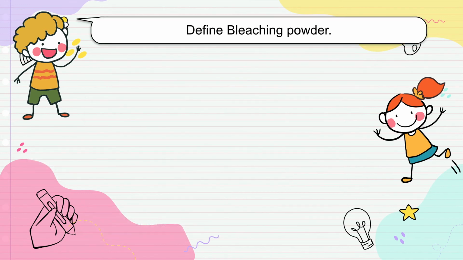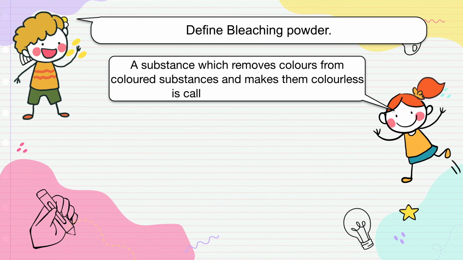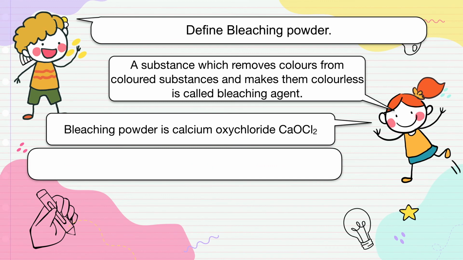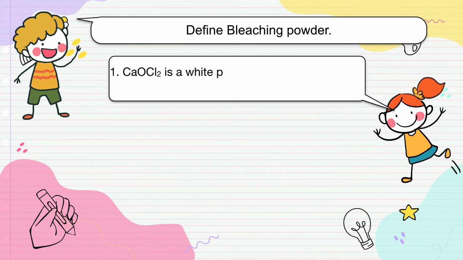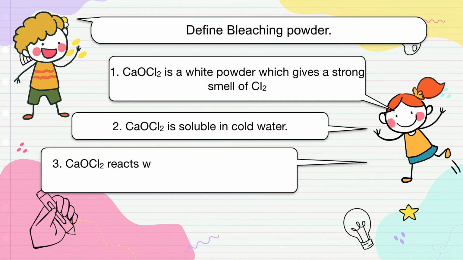Define bleaching powder. A substance which removes color from colored substances and makes them colorless is called a bleaching agent. Bleaching powder is calcium oxychloride. Properties: bleaching powder is a white powder which gives a strong smell of chlorine. Bleaching powder is soluble in cold water. Bleaching powder reacts with dilute acids to produce chlorine.